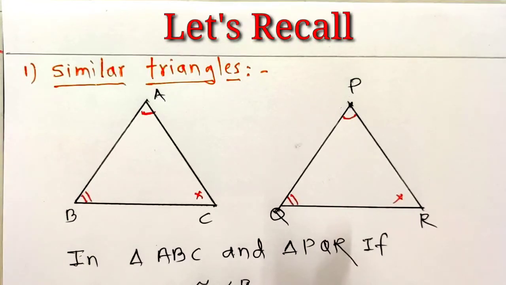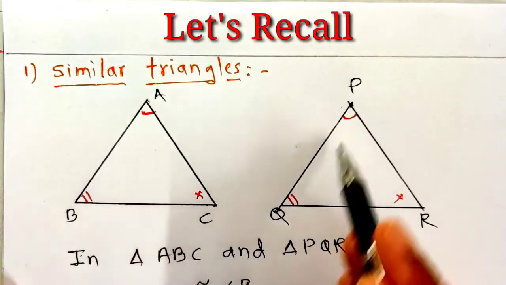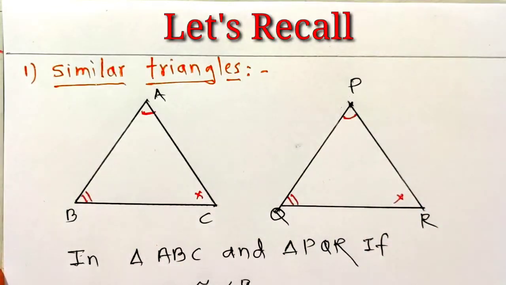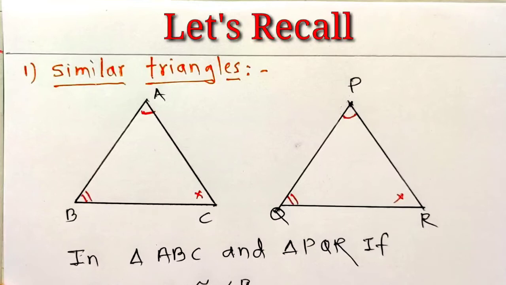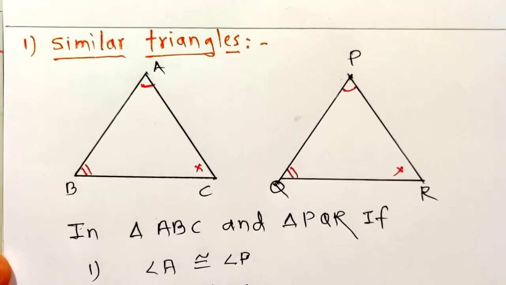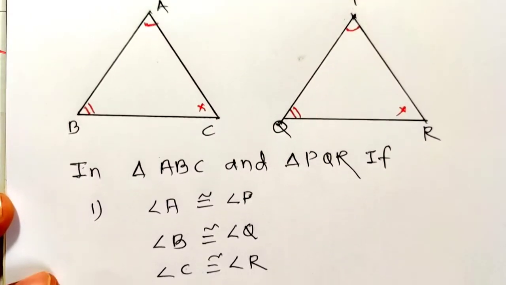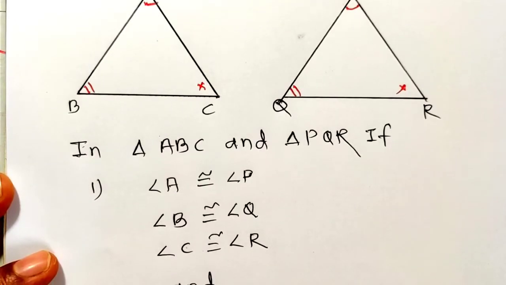Now, before studying practice set 1.3, we must recall and revise some concepts that are essential to solve this practice set. So the first concept is the concept of similar triangles. In this figure, triangle ABC and triangle PQR are shown. Let us see the definition of similarity when these two triangles are similar.